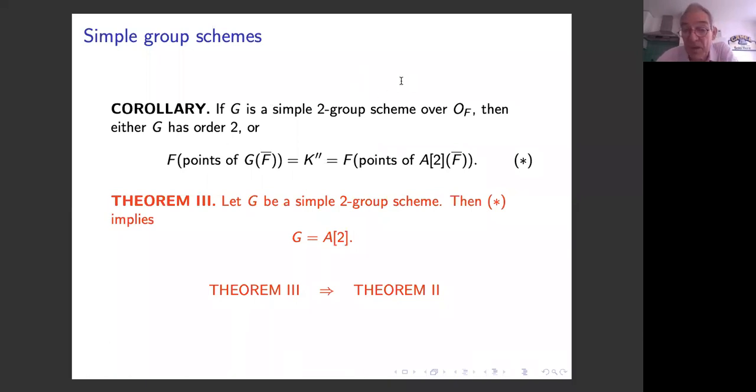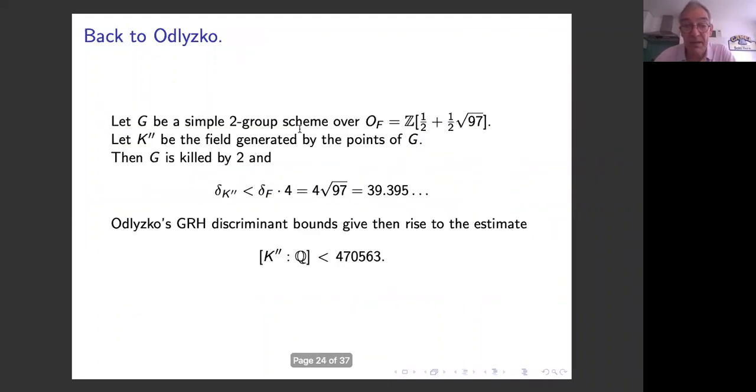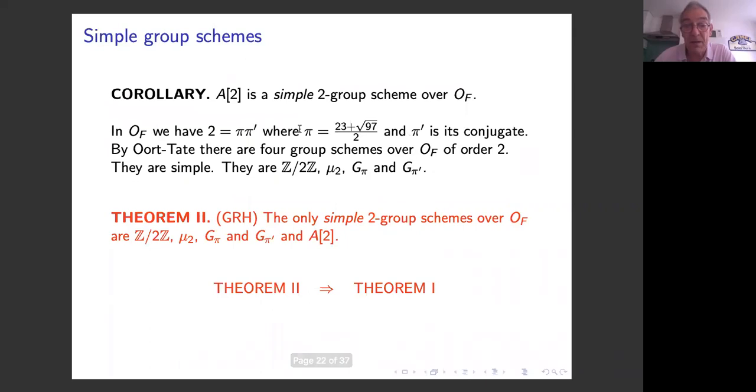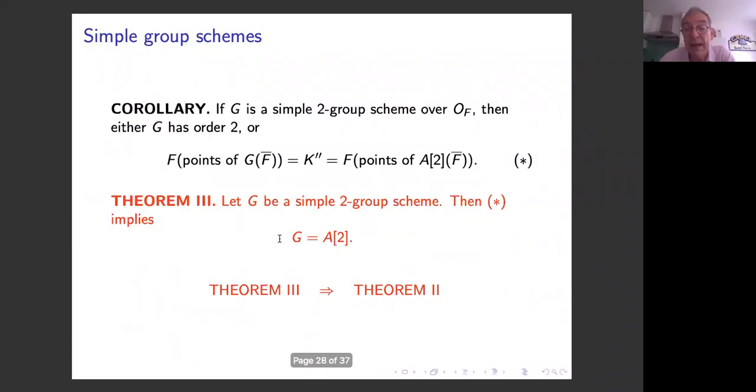Now there are two possibilities. Since the group is simple, it either acts trivially or it acts faithfully. And if it acts trivially, then the group must have order 2. And well, that takes care of my four group schemes of order 2, this one, this one, this one, and this one. Or it acts faithfully, and then I claim it must be A2.